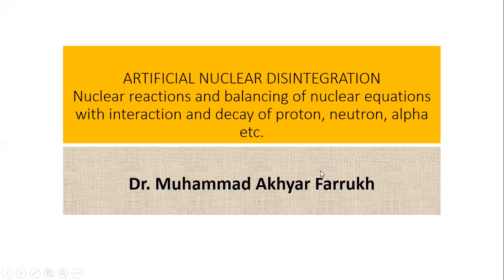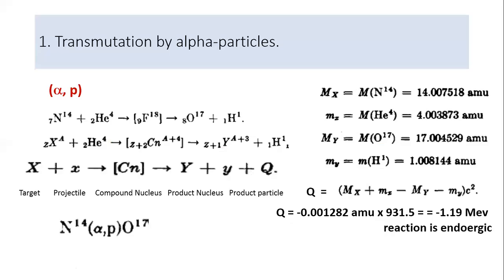So, welcome to this lecture. This is all about artificial nuclear disintegration, and you will learn about some nuclear reactions, balancing of nuclear equations with the interaction and decay of protons, neutrons, alpha, gamma, etc. So the first is the transmutation by alpha particles.